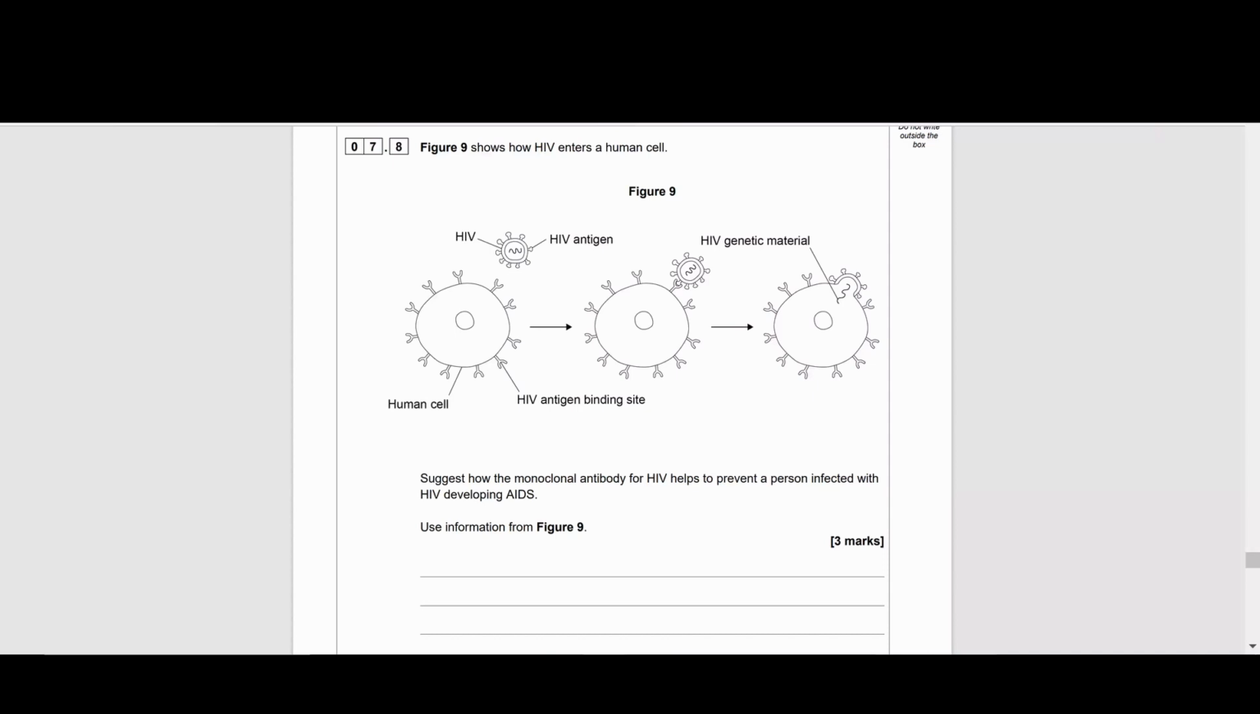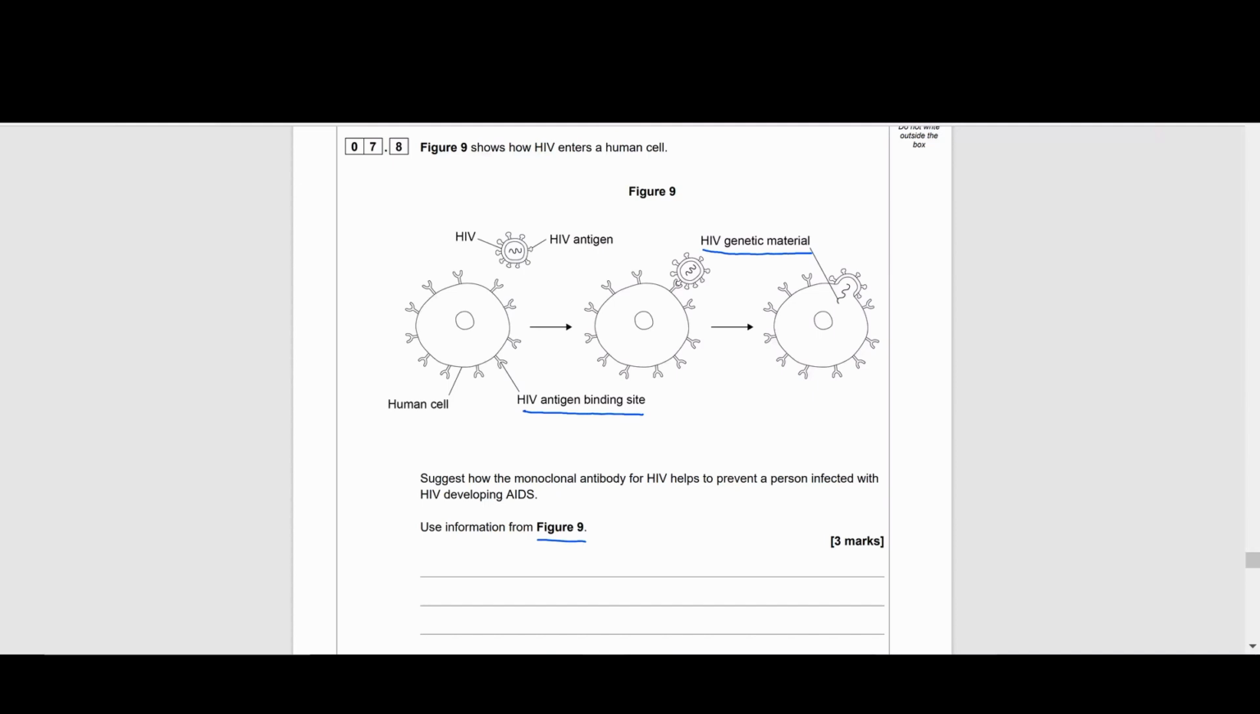Question 7.8. Figure 9 shows how HIV enters a human cell. So parts of it are labeled, especially the things that we want to focus on: HIV antigen binding site and HIV genetic material. Suggest how the monoclonal antibody for HIV helps to prevent a person infected with HIV developing AIDS. Use information from figure 9. So we've got to analyze this figure now and then try and formulate an answer.